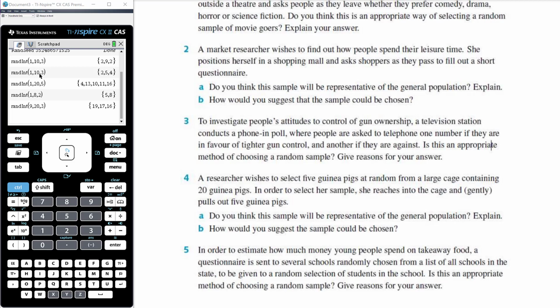Question 3, to investigate people's attitudes to control of gun ownership, a television station conducts a phone-in poll where people are asked to telephone one number if they're in favour of tighter gun control and another if they're against. Is this an appropriate method of choosing a random sample? Give reasons for your answer.